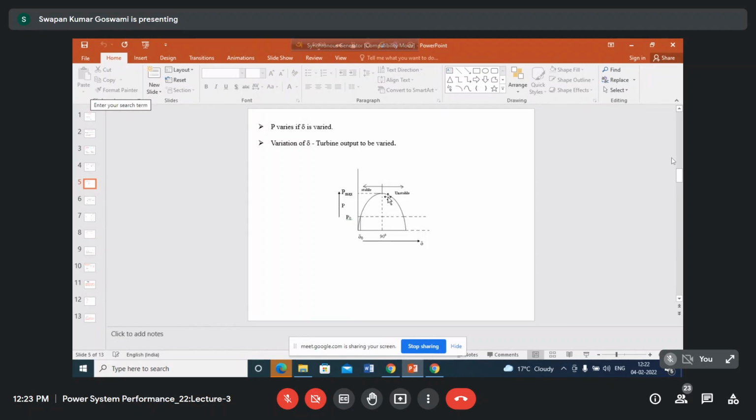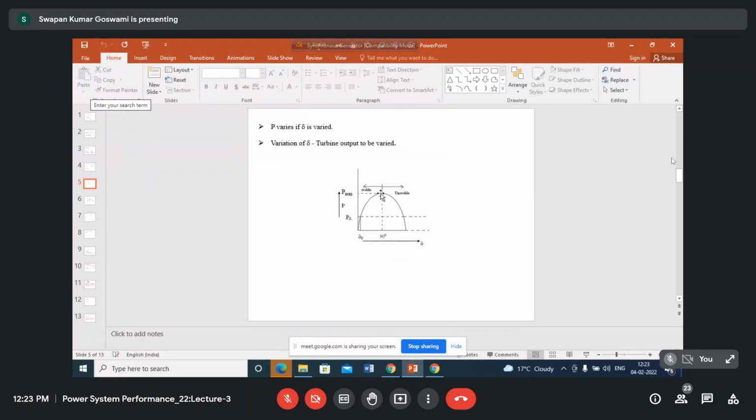As a result, speed will increase further, and this will lead to a situation from where it will not be possible for the generator to regain its synchronous speed, because as power output is decreasing, the difference between input and output will continuously increase. So as a result, the generator will become unstable. It will not be able to regain synchronous speed. It will not be able to restore synchronism again.